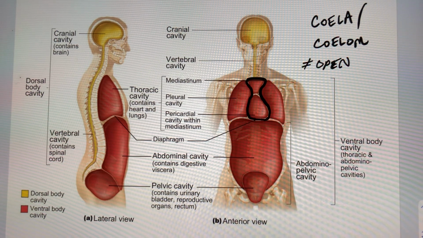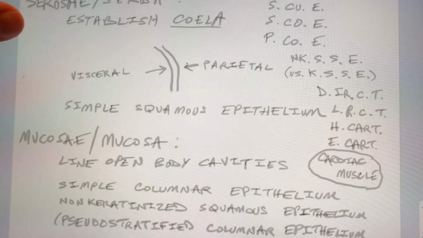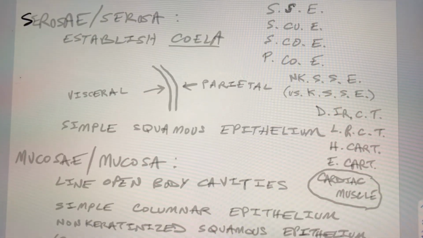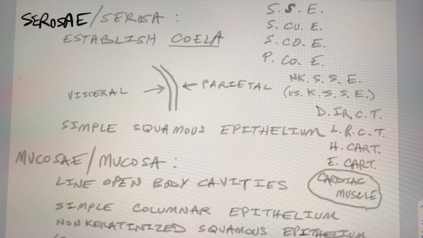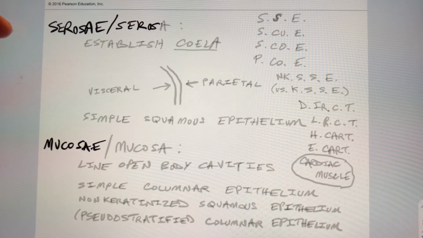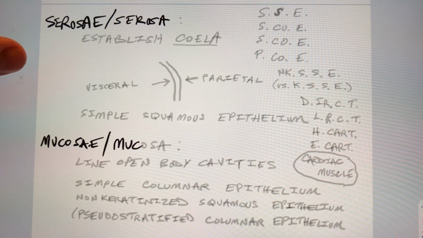So on the next slide, slide 3, which is blank, don't worry about that. It's just a blank sheet of paper for me to use. I want to emphasize, again, the difference between serosae and mucosae, which are plural terms. Singular for serosae would be serosa, and singular for mucosae would be mucosa.